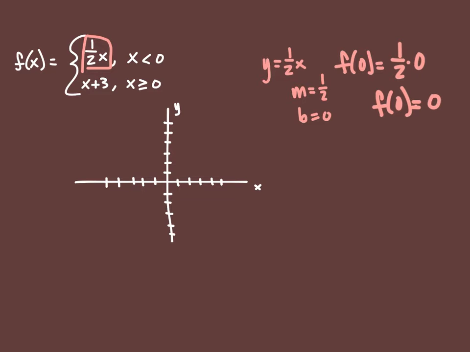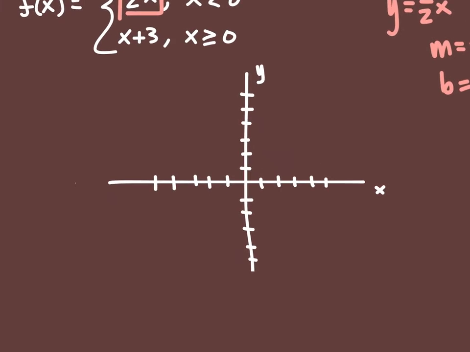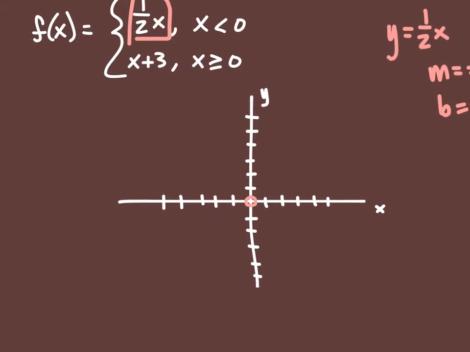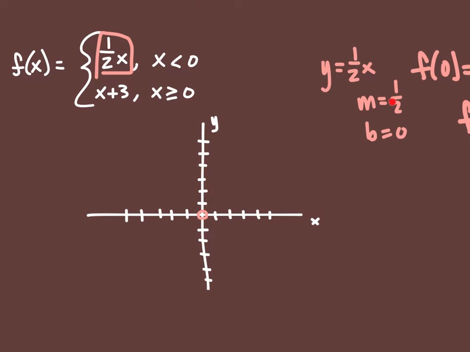Now, because my domain is strictly just less than 0, I know that the point (0, 0) is going to have a hole. So I go to (0, 0), and I put a hole at (0, 0). And I have a slope of 1/2. Not only do I have that point, but I also have to know that this graph is going to go to the left, because we're dealing with x less than 0, and that's going to be to the left side of 0.